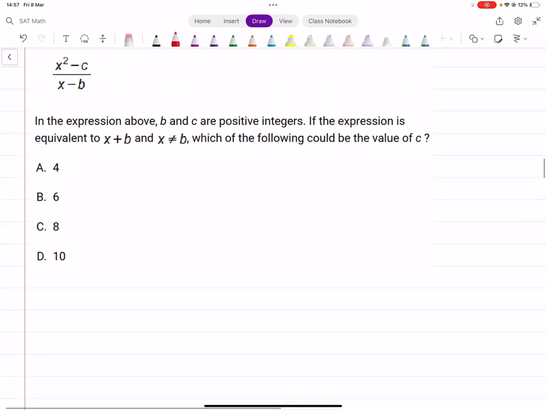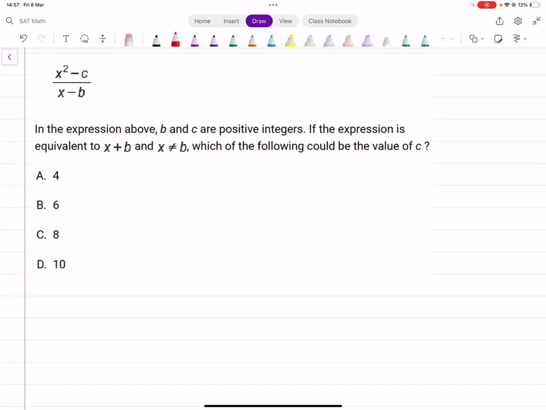Let's move on. Now we have this expression. In this expression above, it says B and C are positive integers. If the expression is equivalent to x plus b and x is not equal to b, which of the following could be the value of C? Okay, so B and C are positive integers. They're giving us that this expression, x squared minus C divided by x minus b, should equal x plus b.